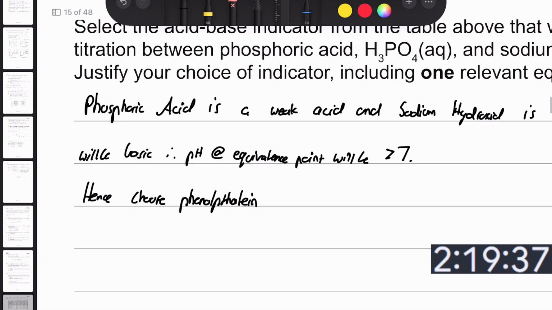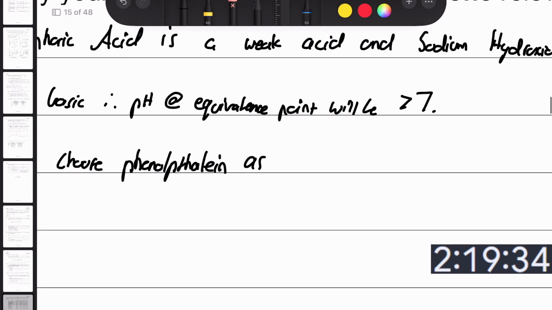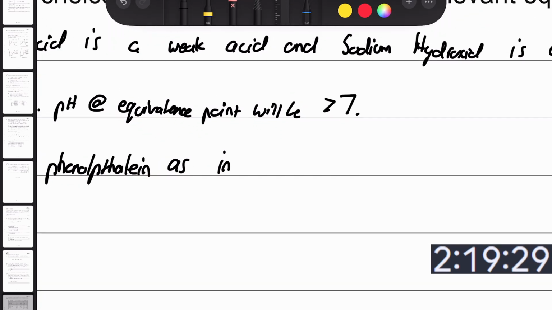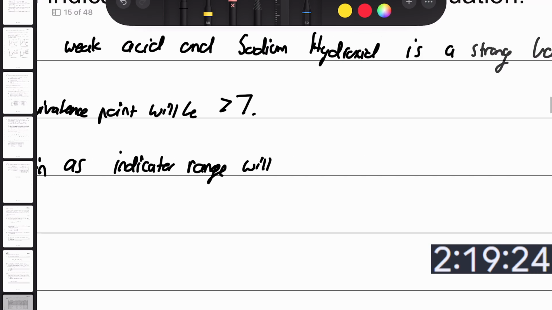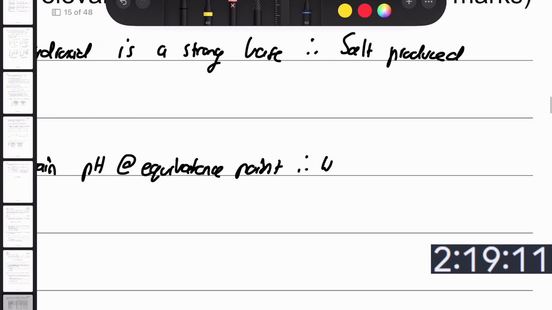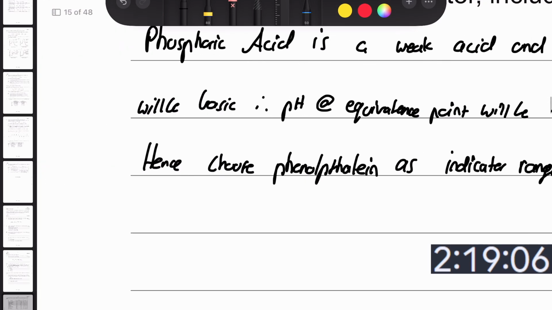Phenolphthalein as the indicator, because its range will contain the pH at the equivalence point. Therefore, it will change color near when the equivalence point is reached.